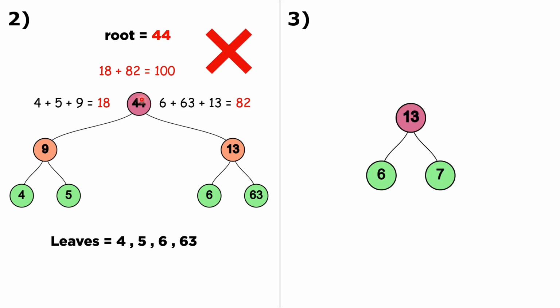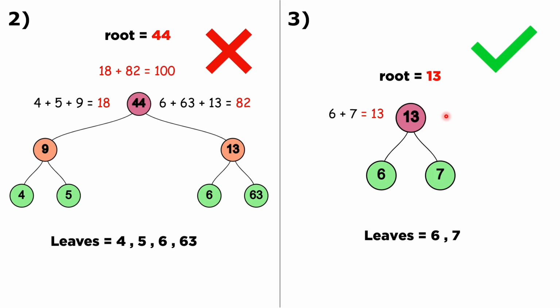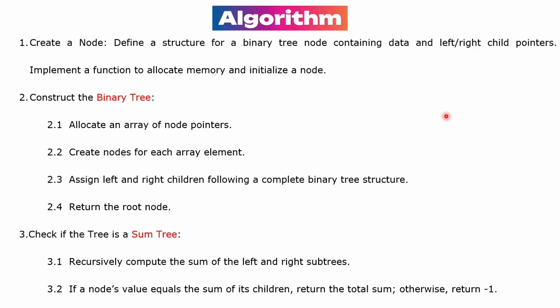For case 3, we have 13 as the root element and 6 and 7 as leaf nodes. Simply, the sum of both leaf nodes equals the root node's value 13. So this will be a valid sum tree.